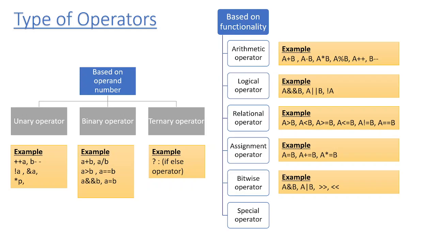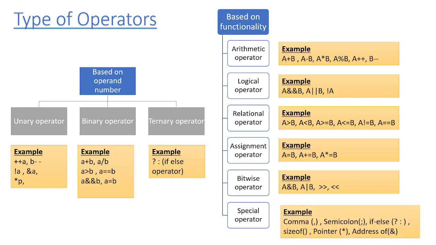Now comes the special operator. Special operator means this type of operator does not fall under any category, and it has a special purpose, like the comma. In several statements, for example in declarations, you have seen multiple declarations like int a comma b comma c. That comma denotes the separation. Again the semicolon. You have seen that each C statement ends with a semicolon. The semicolon denotes that this is the end of the statement.